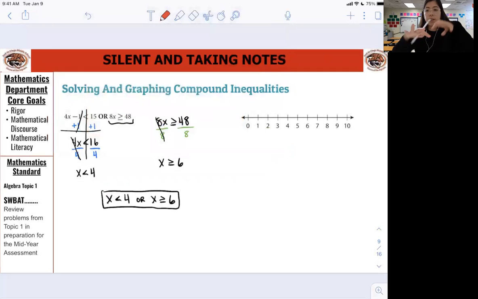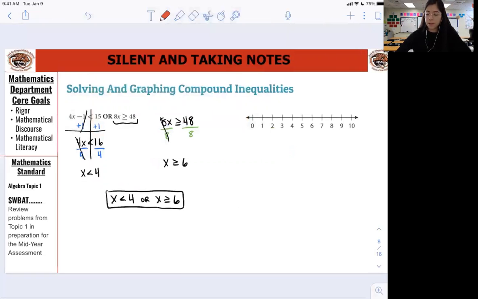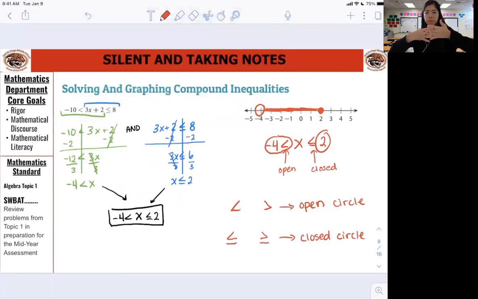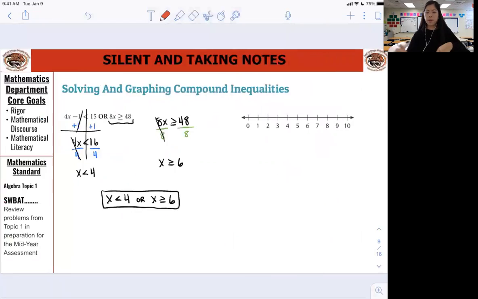There are going to be two separate inequalities because this is an or. Remember, with and inequalities, they meet in the middle. But with or inequalities, they're kind of going to go apart from each other. So I have x is less than 4. What type of circle? Open circle. Good. And that's going to be pointing to the left.